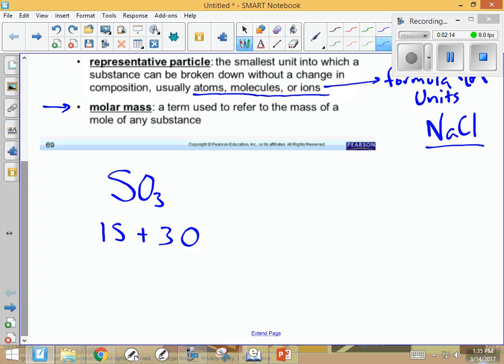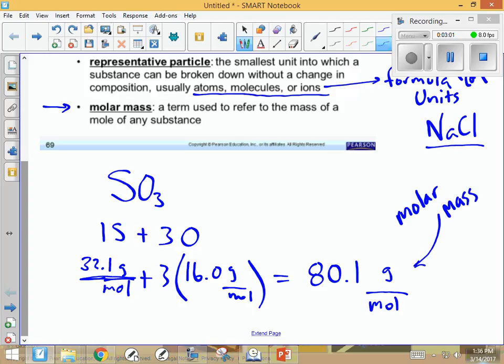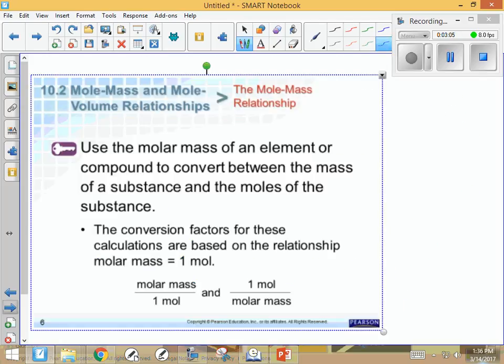1 sulfur, 3 oxygens. And looking at the periodic table, we know that 1 sulfur weighs 32.1 grams per mole. That's the same number as its AMU, shown on the periodic table, okay? And we know that oxygen weighs 16.0 grams per mole, and we have 3 of those guys. So when we add these together, we get a total molar mass of 80.1 grams per mole. This is a molar mass, and we're going to talk about mole-mass relationship more today. Here we go.